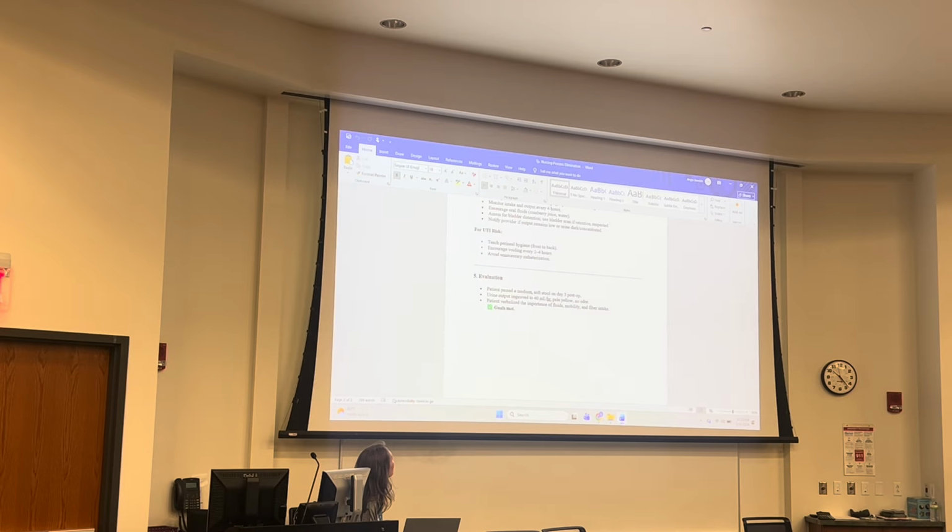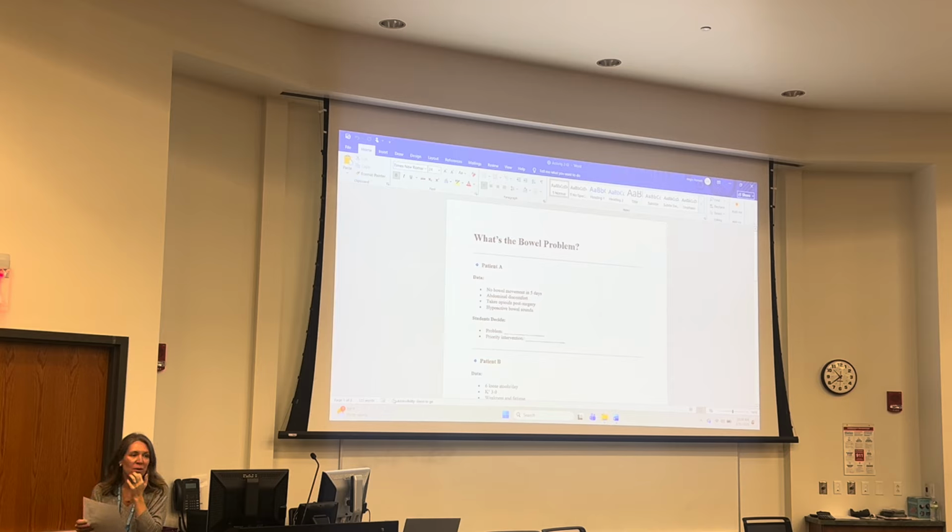Okay. All right, so we've got 4 patients here, each with 4 different problems, all of which you've read about for your Take It to class here. Okay, so this first one, we've got a patient, no bowel movement in 5 days, abdominal discomfort, taking opioids post-surgery, hypoactive bowel sounds. Okay, so all that sounds familiar from the ADPI example we just went through.